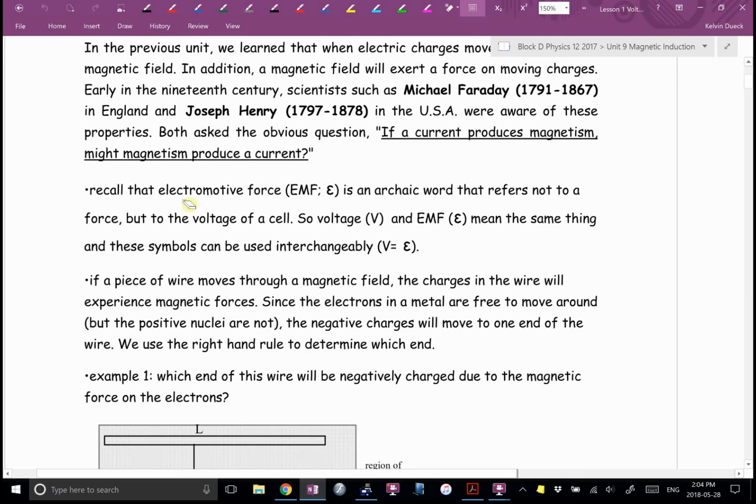Also recall that electromotive force, EMF, with that funky E symbol, is an archaic word that refers not to a force but to the voltage in the cell. So we're going to use V and E interchangeably. They mean the same thing.